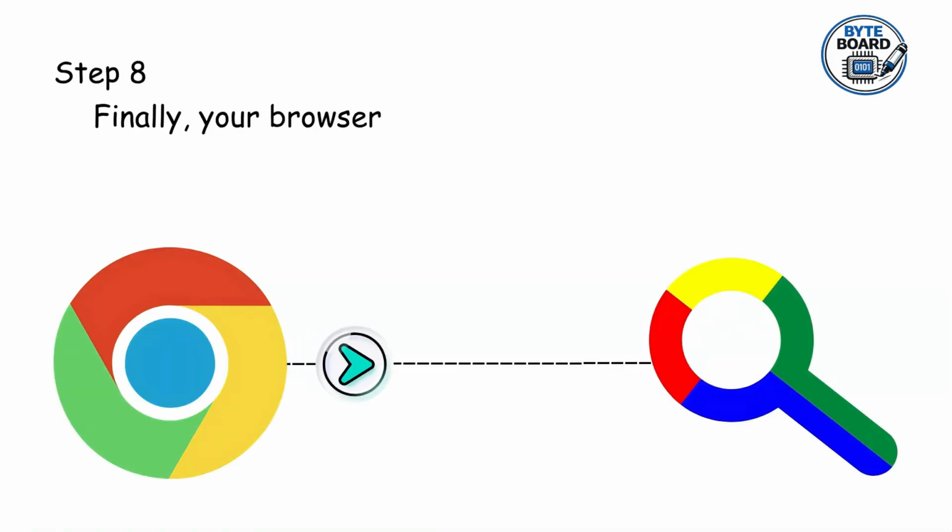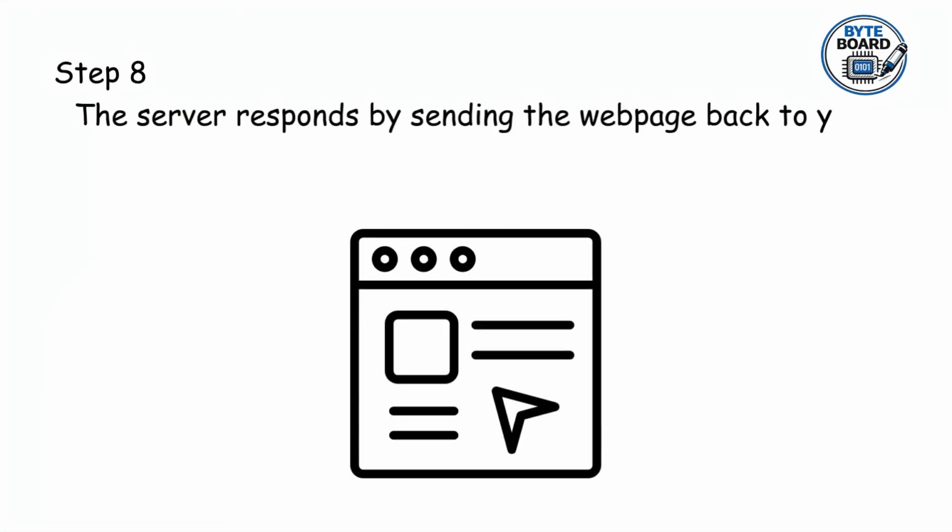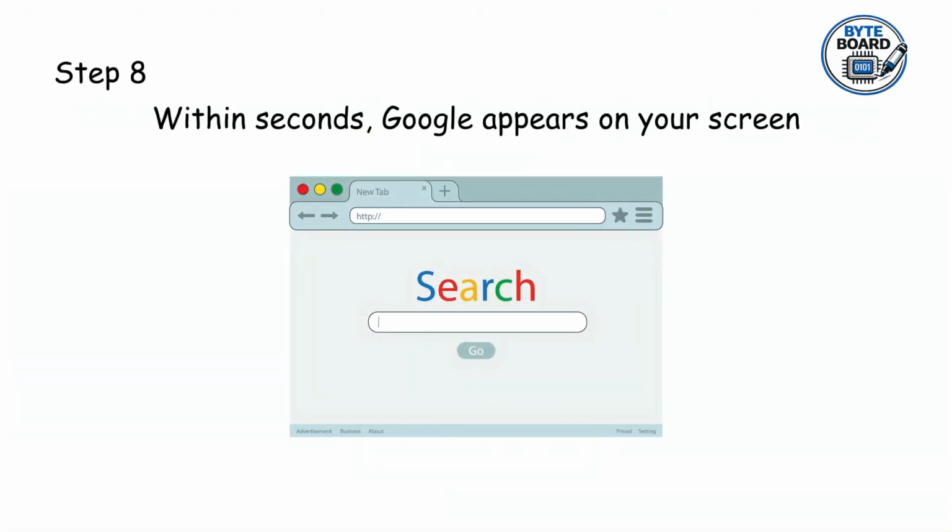Step 8, finally, your browser connects directly to Google's web server using its IP address. The server responds by sending the web page back to your browser. Within seconds, Google appears on your screen.